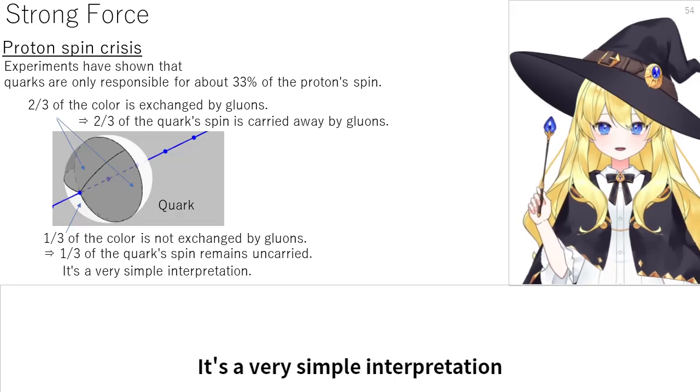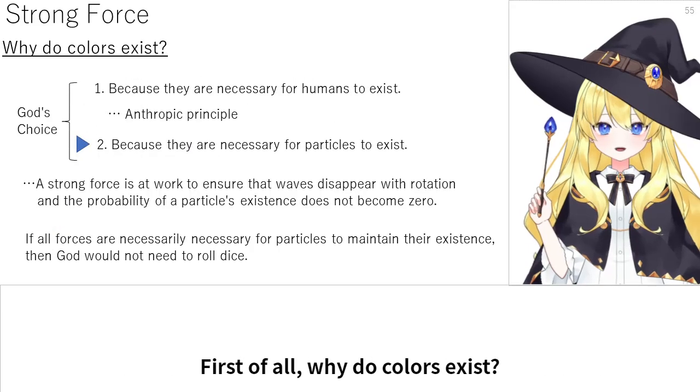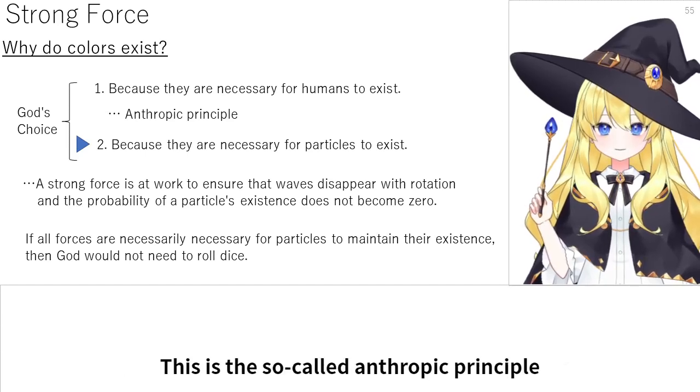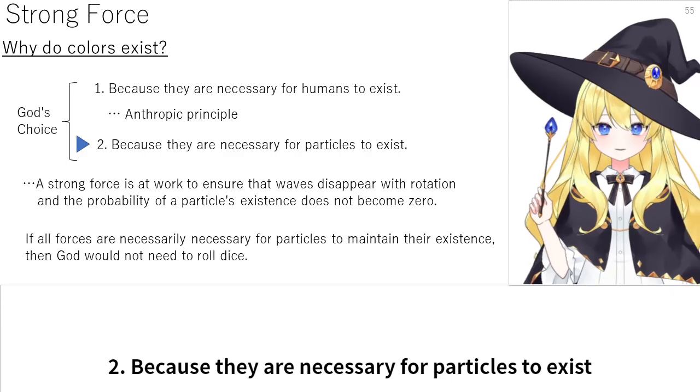It's a very simple interpretation. First of all, why do colors exist? 1. Because they are necessary for humans to exist. This is the so-called anthropic principle. 2. Because they are necessary for particles to exist.